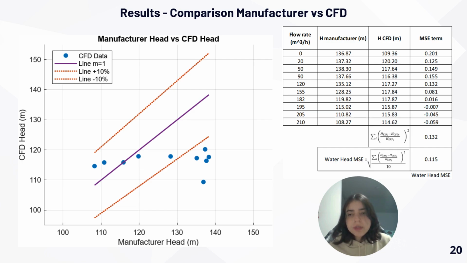For the manufacturer head versus CFD head analysis, the results show a partial accuracy, with around half of the data points falling in the interval of error. Also, the MSE for the water head value is 0.115. A small MSE means that the CFD simulation is capturing the pump behavior with good accuracy. These two conclusions slightly disagree with each other.